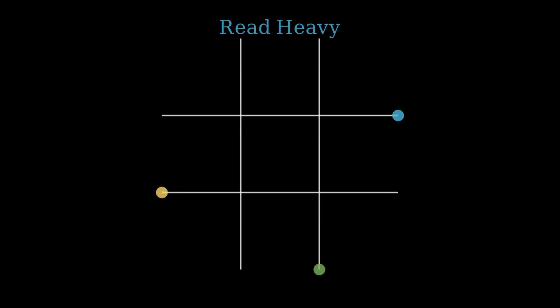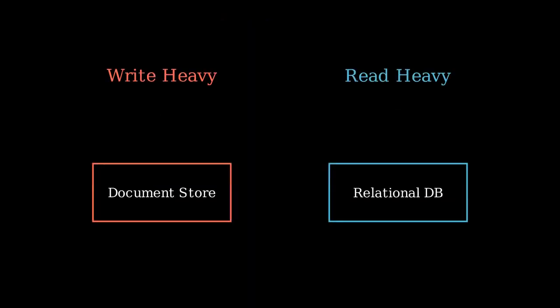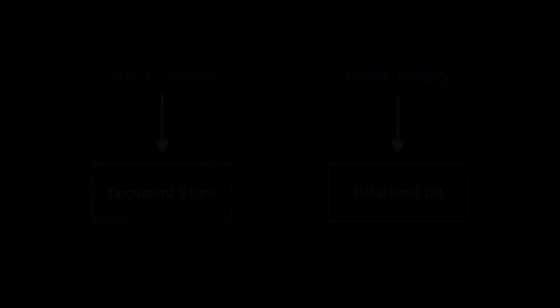Because these patterns differ, you choose different tools. A document store is often optimized for quick writes, while a relational database excels at managing complex reads. The secret is to match your database structure to your actual traffic.